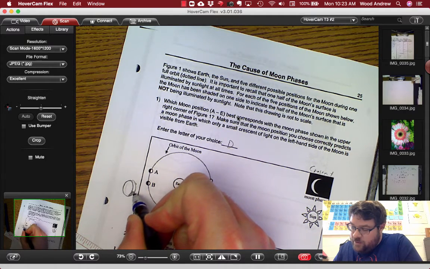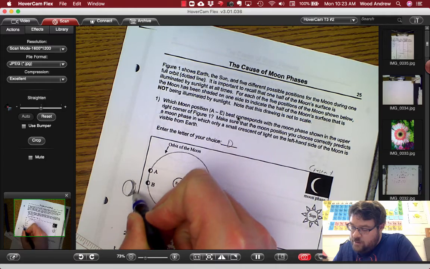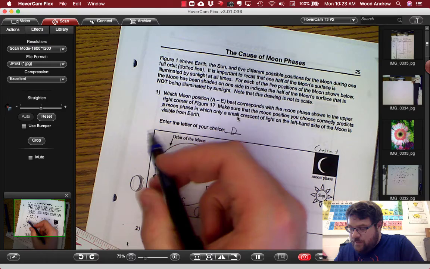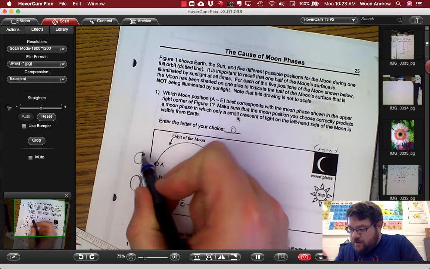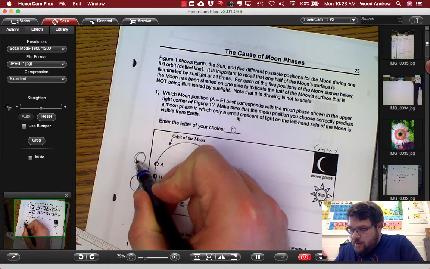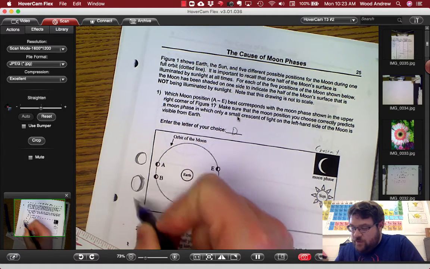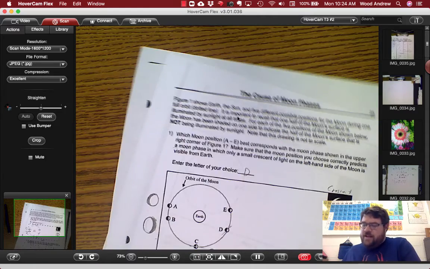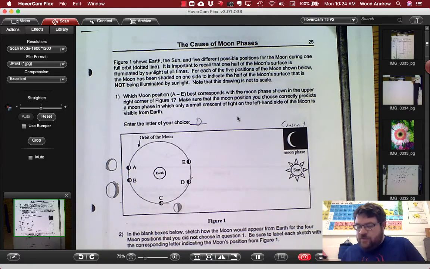So we'd have a darker, and then the left-hand side would be illuminated. A would be the same idea but flipped because it's on the other side of full. That'd be a waxing gibbous, where this would be a waning gibbous. So hopefully that helps you understand where we get this idea of moon phase. It's all about what you can see from Earth.